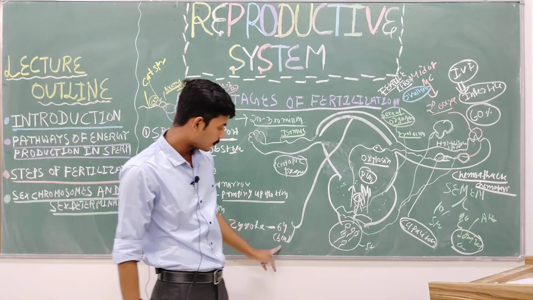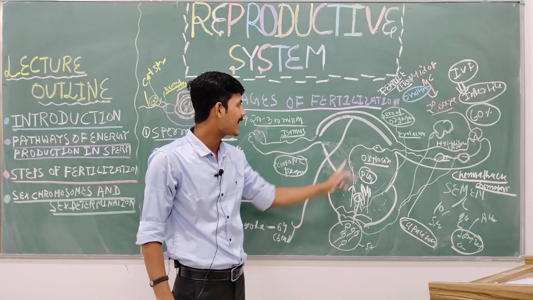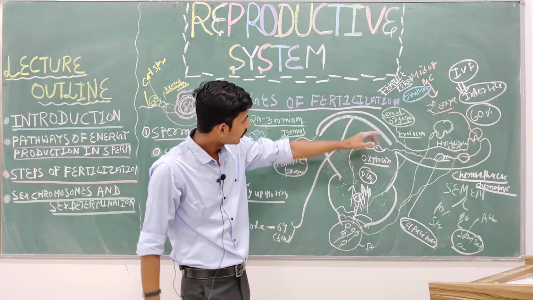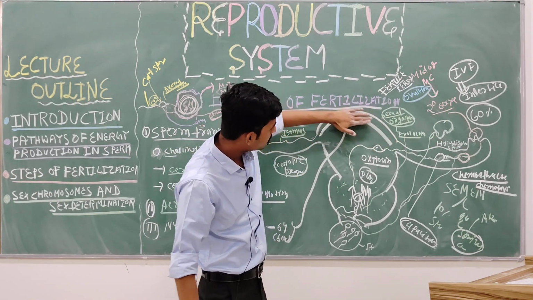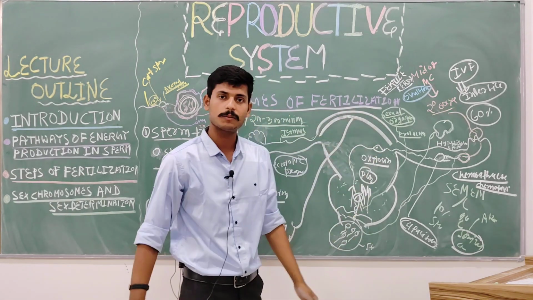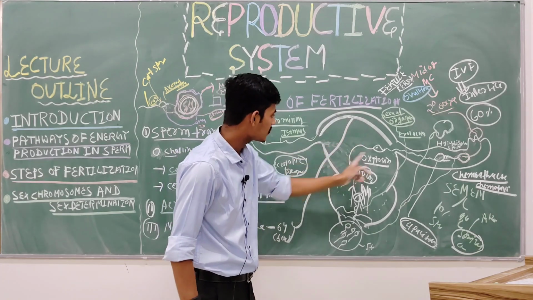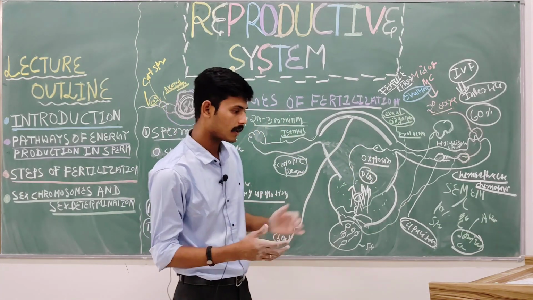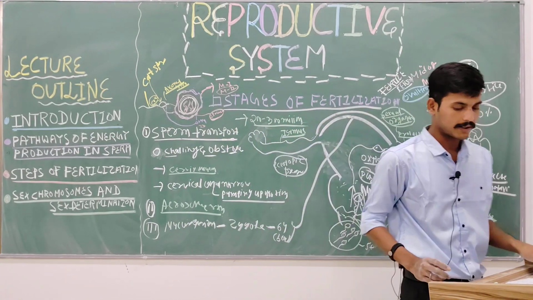And at the 64-cell blastocyst stage, it gets attached to the endometrium, the first lining of the uterus. And if it attaches elsewhere, it results in an abnormal pregnancy, or ectopic pregnancy.